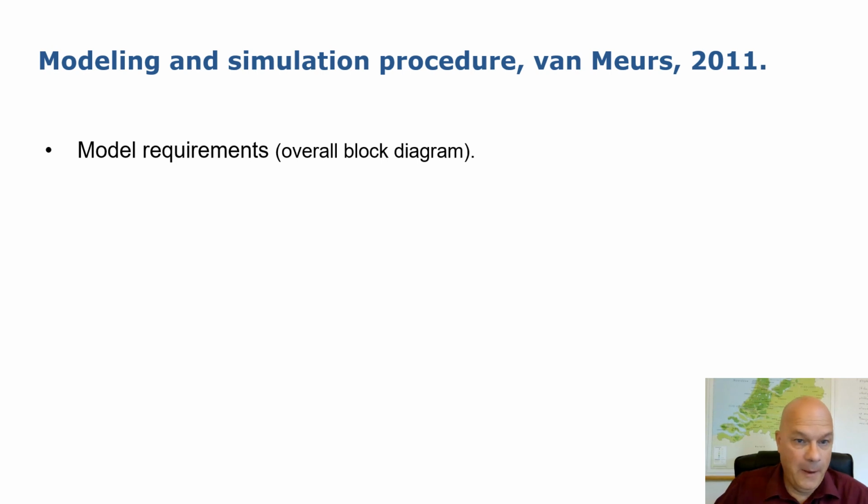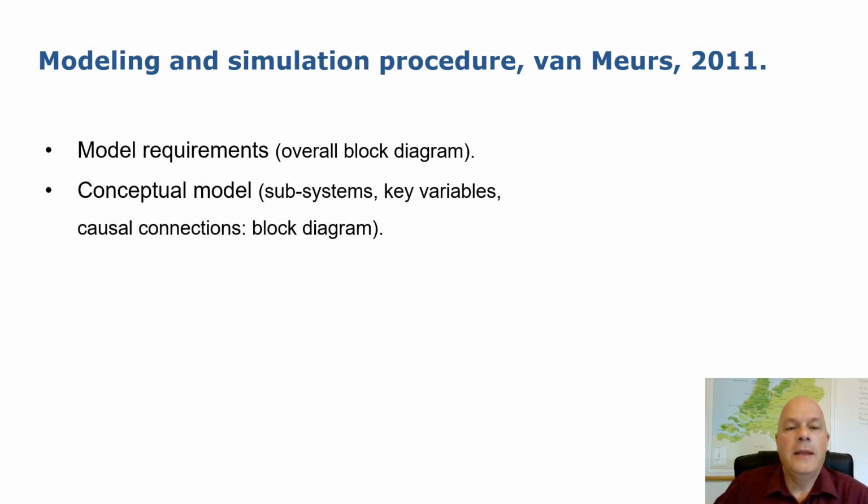So in the first step, we talk to the clinicians, the physiologists, and we set model requirements. What do we want from a particular model? And one tool that we use there is an overall block diagram. Then we don't dive right away into a mathematical model, but we make a drawing, usually a block diagram or a detailed network diagram, and I call that a conceptual model. And so we look at systems and subsystems. What are the key variables? What are the causal connections? And sometimes also the interactions.